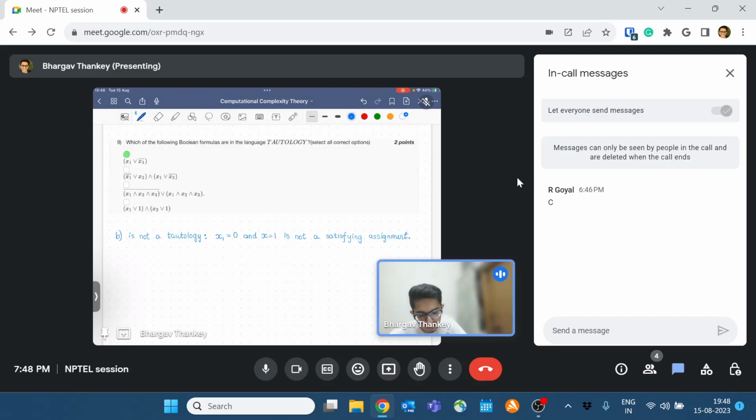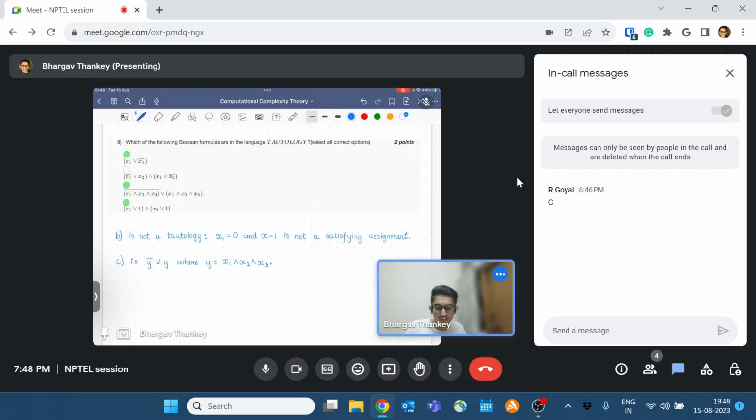So C is a tautology because what you can do is, C is just this. Y complement or Y, where Y is x1 and x2. So C is equivalent to this, right? Yes. And Y complement or Y is a tautology, right? Mhm. So this is one way to see that C is a tautology.